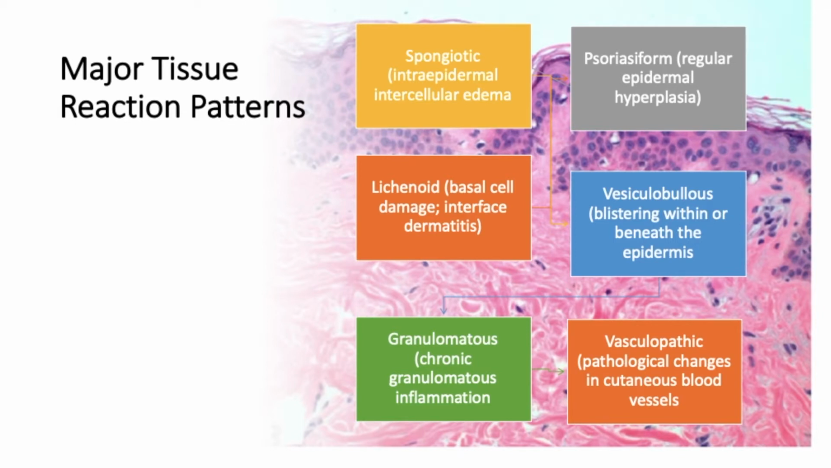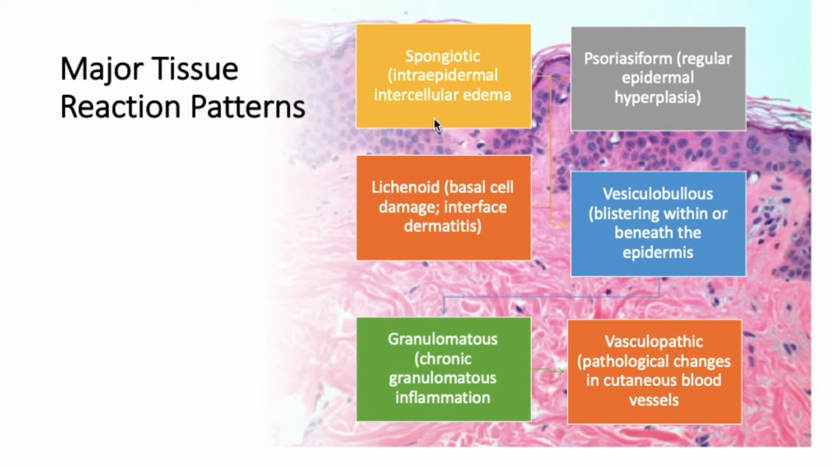What I like to think about the different patterns is that they are organized anatomically from top to bottom, from epidermis to junction to dermis. So in the epidermis, we think about two patterns, the spongiotic and the psoriasiform. In the epidermal-dermal junction, we think about two patterns, the lichenoid and the vesiculobullous, and for the dermis, we think about granulomatous and vasculopathic.